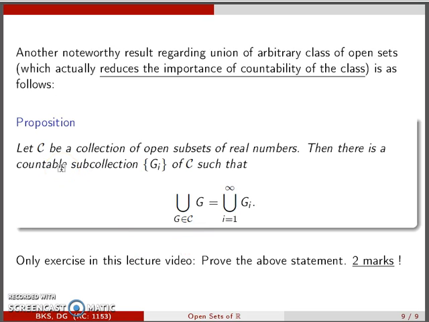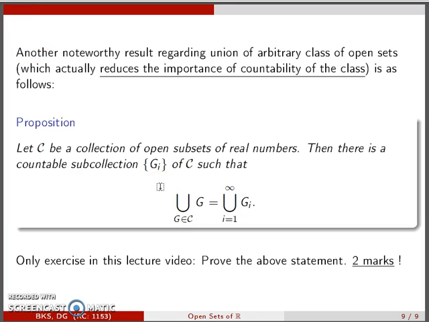Well, what is important and in fact interesting is this proposition, which says that if script C is a collection of open subsets of real numbers, then inevitably you'll find a countable subcollection Gi of C such that the union of C is equal to the union of the Gi's. So prove this statement. This is the only exercise for it.